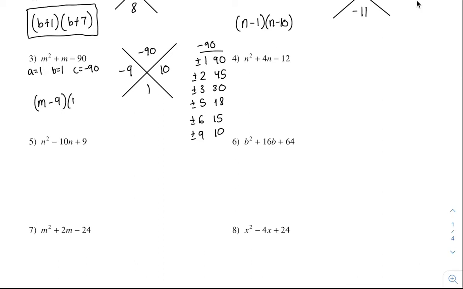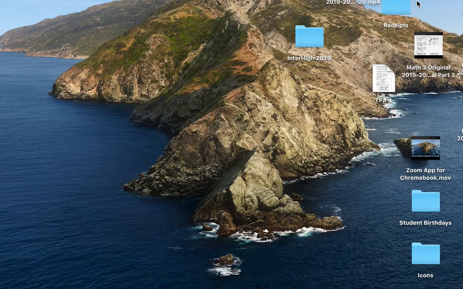Keep on forgetting to box these. All right, number 4. We have a is equal to 1, b is equal to 4, and c is equal to negative 12. X method, so a times c up top, negative 12. Our b below is 4. Two things that multiply to negative 12, but when added give you 4. So factors include 1 and 12, 2 and 6, and 3 and 4. So 2 and 6 is the only possible option.